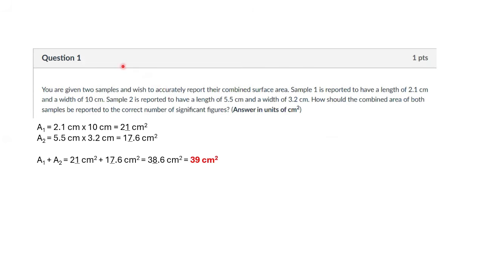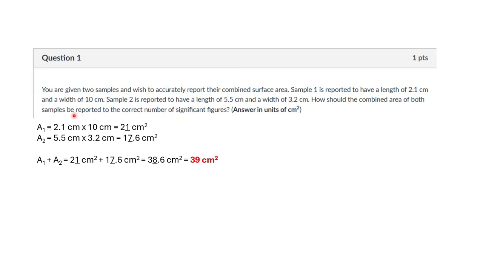There we go. So question 1 looks like it is propagation of significant figures through different operations. In this case, the operations are multiplication and then addition. So you had two samples, and you want to report their combined surface area. Sample 1 has a length of 2.1 centimeters and a width of 10 centimeters. Sample 2 has a length of 5.5 centimeters and a width of 3.2 centimeters. And the question is, how should you report the combined area of both?